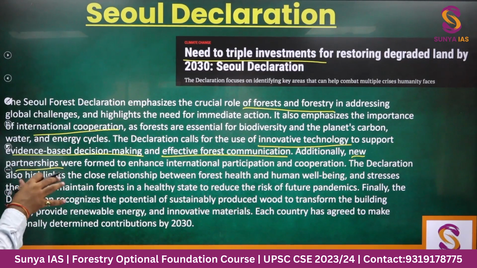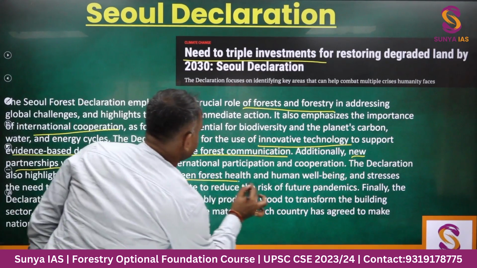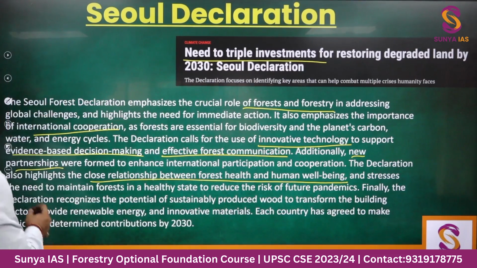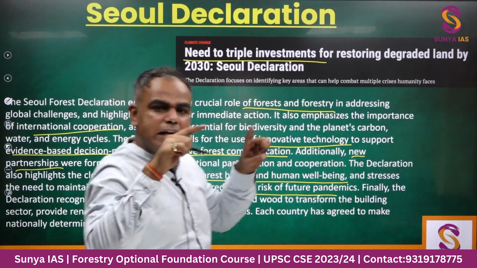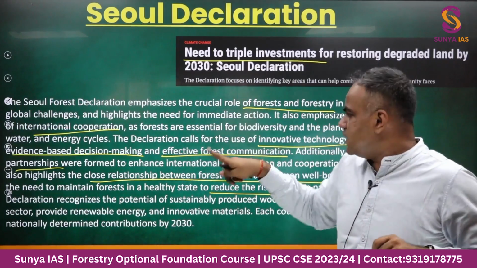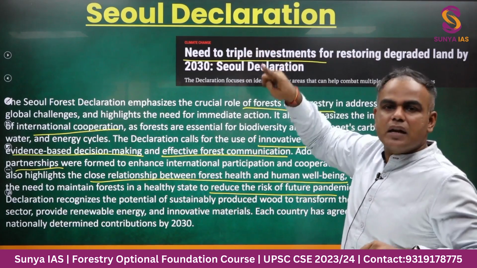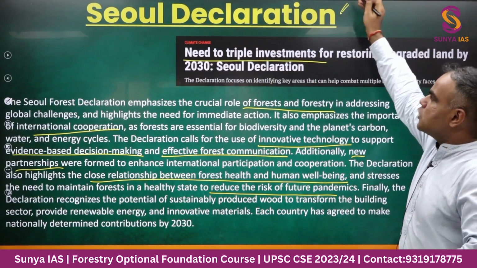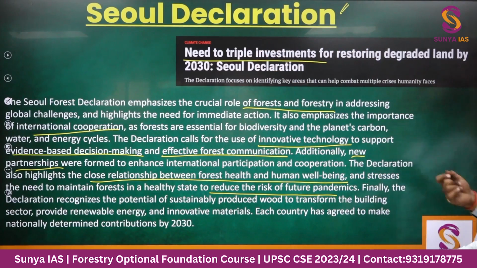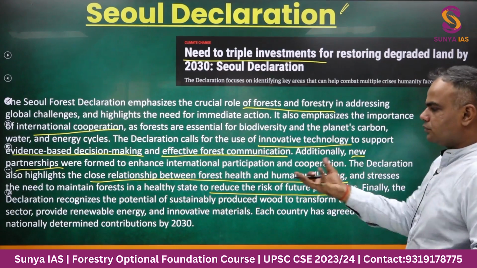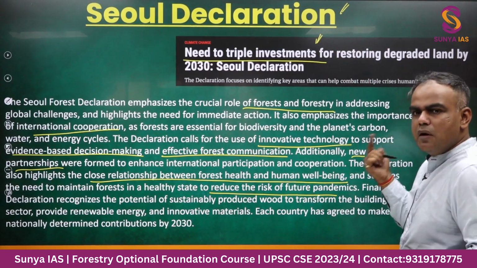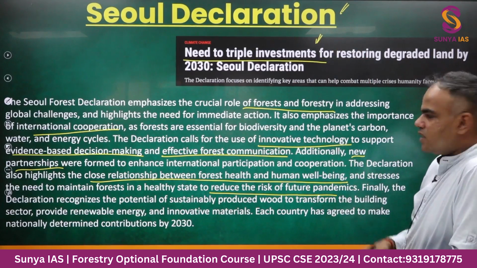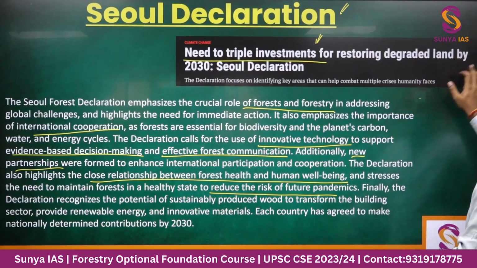And very important part is the close relationship between forest health and human well-being. Okay, to reduce the risk of future pandemics. So again, in your let's say benefit of forest, please add these points as well and link Seoul Declaration. Okay, you would have read about this in your prelims 2023. Okay, but still I'm just adding this here. Okay, so that is one. The year is this, need investment. Just add this part, reduce the risk of pandemics, relationship between forest health and human well-being. So I hope you are able to understand these portions.